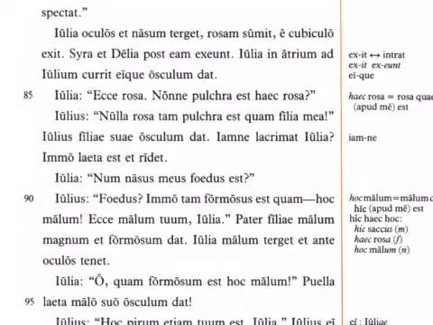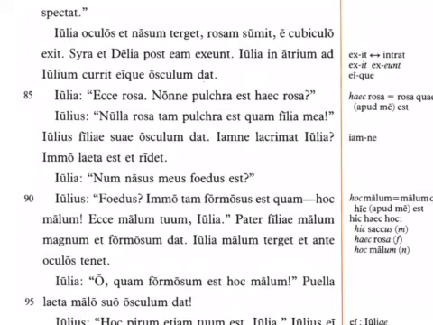And Julius says, Foedus? Ugly? Imo, tam formosus est quam hoc malum. No way, it is as beautiful as this apple, and then he holds up the apple, right? And he's showing her the apple. Ecce malum tuum, Julia. Look, your apple, Julia. So now he's going to give her one too.